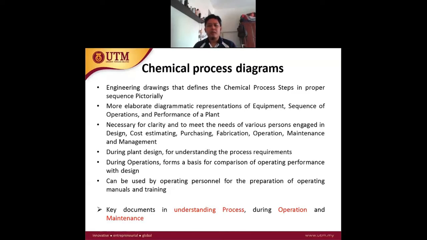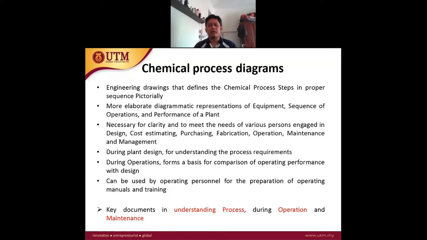And also it can be used to formulate the standard of safe operating procedure, which is very important. Okay, and then also it is important for training or induction.